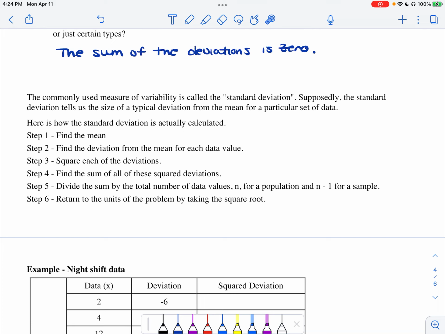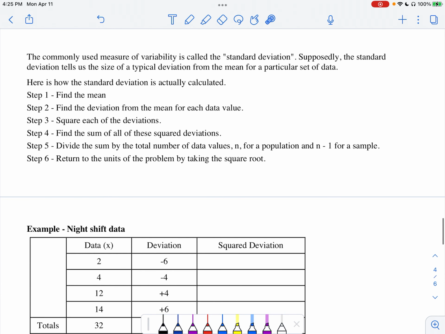Okay. All right, so a little bit of information. Okay. So it says the commonly used measure of variability is called the standard deviation, right? Supposedly, the standard deviation tells us the size of a typical deviation from the mean for a particular set of data. Okay. So here is how we're going to calculate the standard deviation.